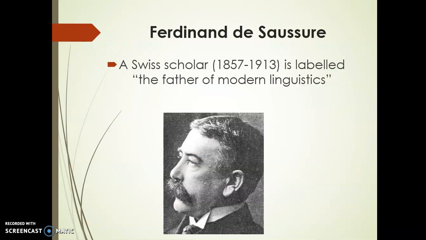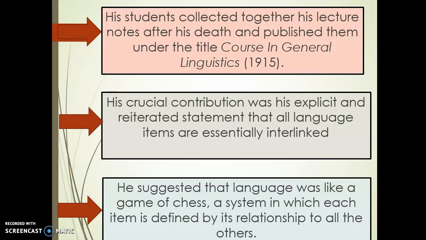And here comes Ferdinand de Saussure. He was a Swiss scholar, and he's labeled as the father of modern linguistics. And I'm going to ask about him at some point. His students collected together his lecture notes after his death. He didn't publish anything, just his students published the Course in General Linguistics in 1915.